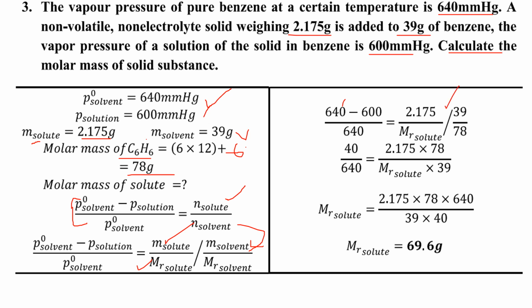Now we find the reciprocal of this side so that we can make everything linear, and then you cross multiply. Now cross multiplying, 640 is going to come in the numerator. Now this one is going to come here and 40 is going to come here, so they change position. That's why you're having 2.175 times 78 times 640 divided by 49 times this 40, which was up here. So simplifying using your calculator, you're going to end up with 69.6 as the molar mass of the solute that was required.